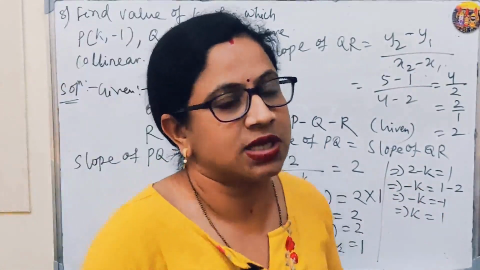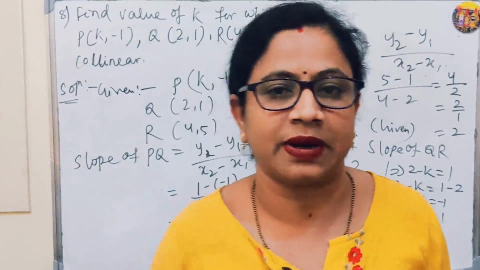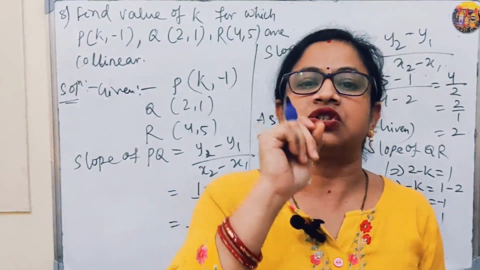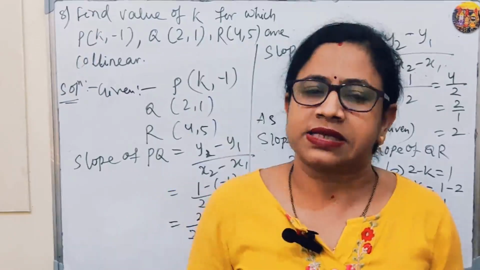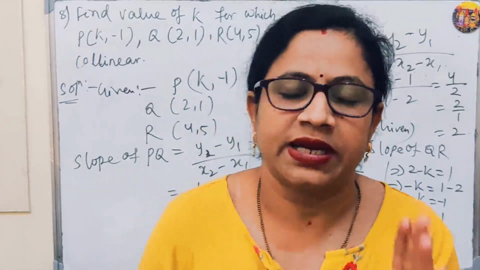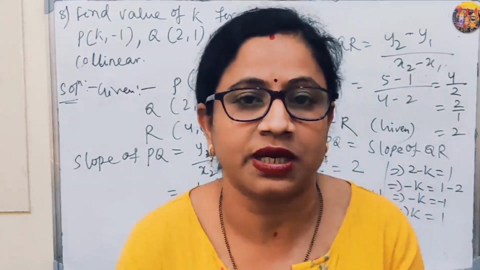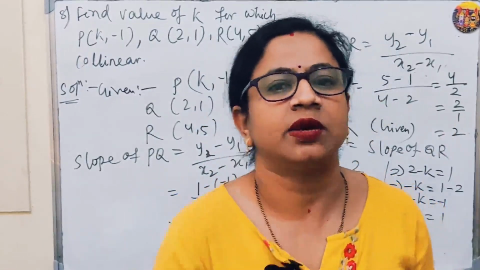I hope this solution and the properties we studied were clear to you. Slopes of parallel lines, slopes of perpendicular lines and angle between intersecting lines. Based on these, try to solve different types of questions. Do follow the steps and the properties I have told you. Definitely you will get the proper answer.